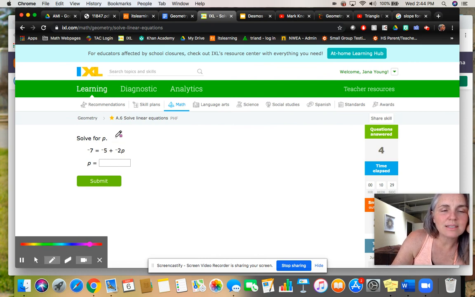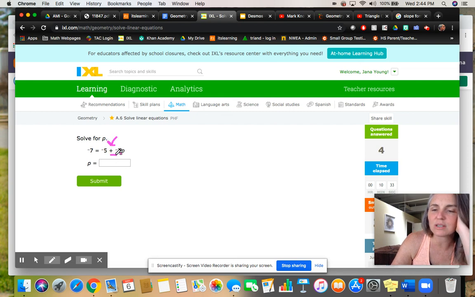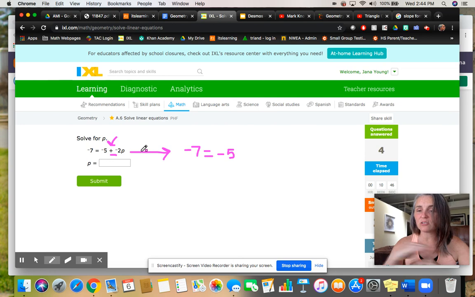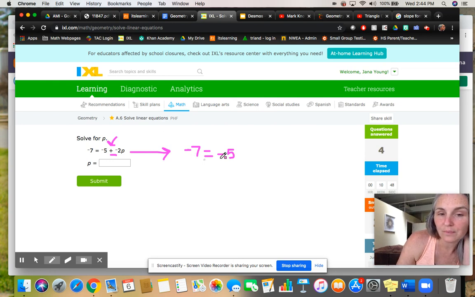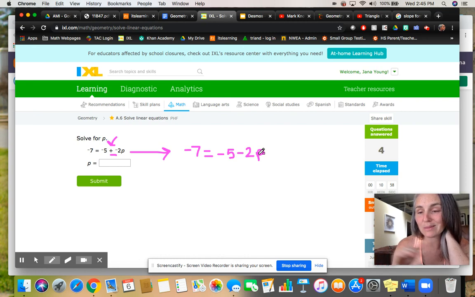Okay, so see here, this is what I was talking about, this crazy thing that happens when you have two operations that are just sort of sitting next to each other. So I'm going to fix that. I'm going to rewrite this as negative 7 is equal to negative 5. And then plus a minus is just minus. That's all it is. So minus 2p. Those two operations look confusing, but plus and minus is just minus, minus and minus is plus.